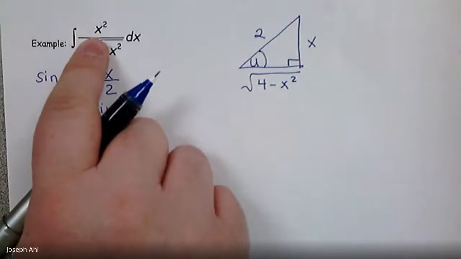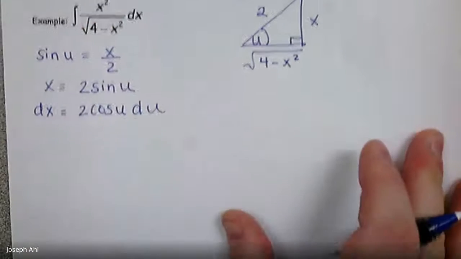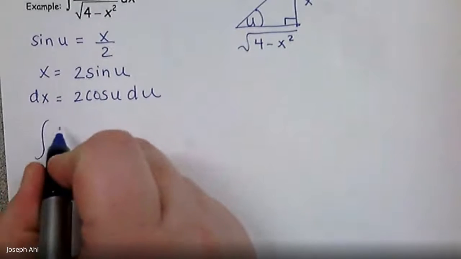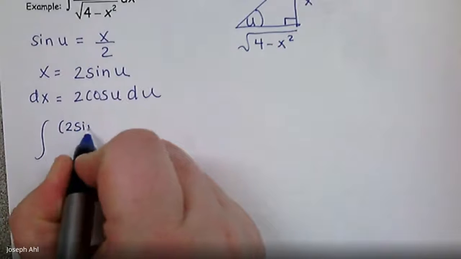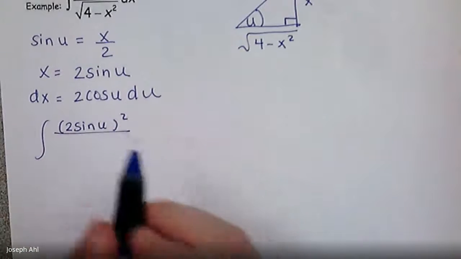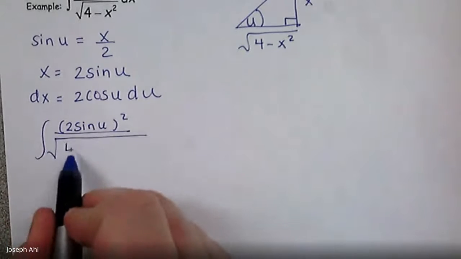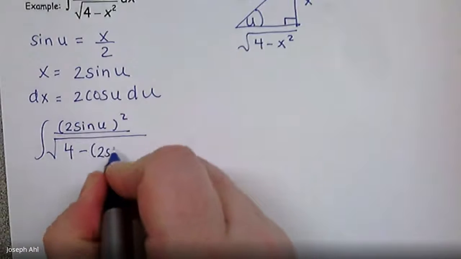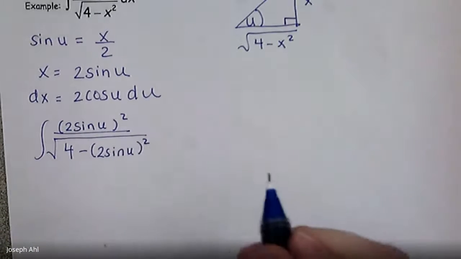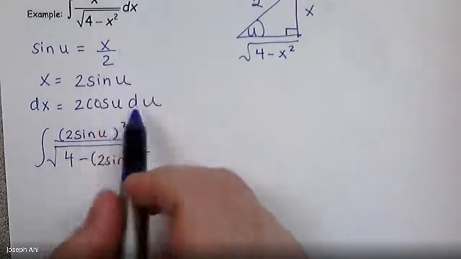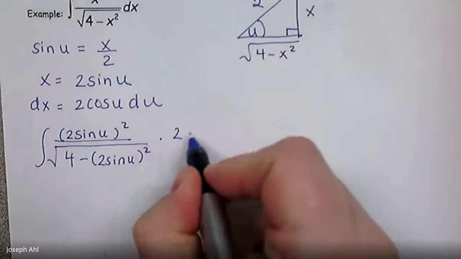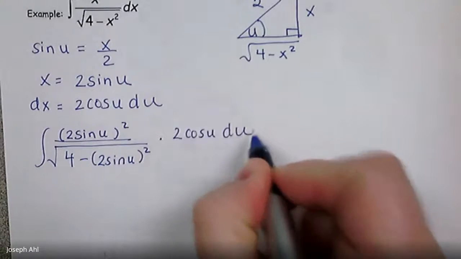So on the top, that x is going to get replaced with 2 sine u, so it's going to be 2 sine u squared. The bottom, square root of 4 minus 2 sine u squared. And then, of course, dx, like we've determined here, is going to get replaced with 2 cosine u du.